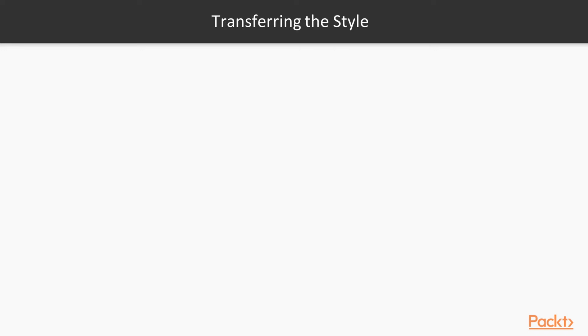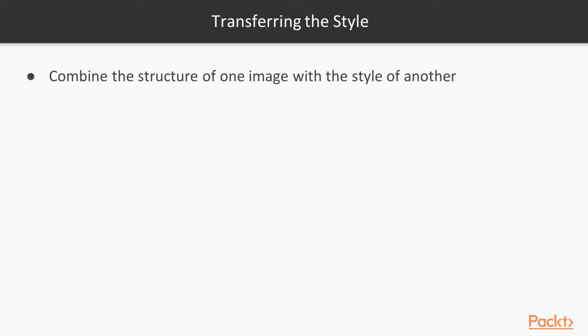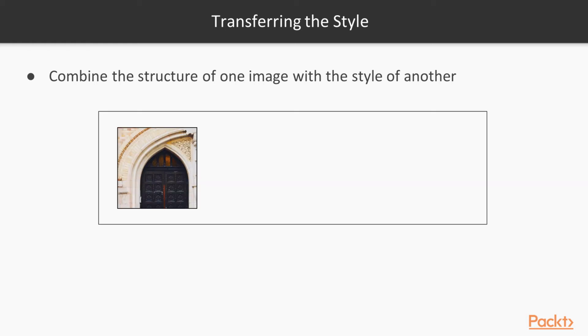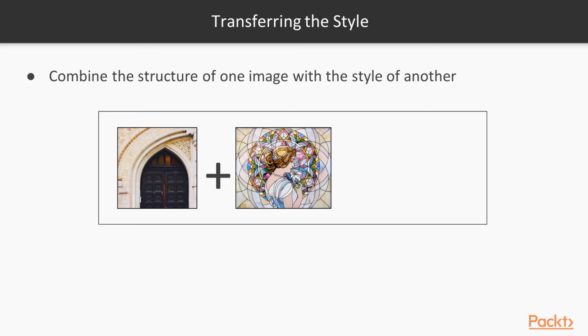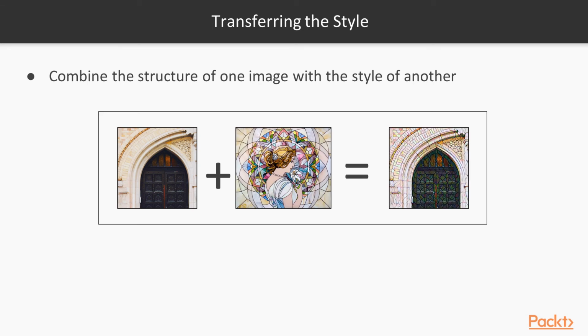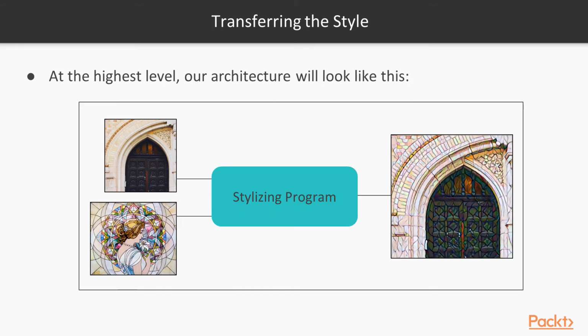So transferring the style. What we essentially want to do is combine the structure of one image, so we've got the structure of this door here, with the style of another image, this mosaic here. And then you can see that when we combine the two, we get a mosaic-y door. So how do we do this?